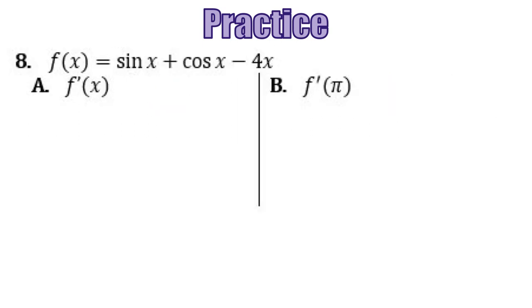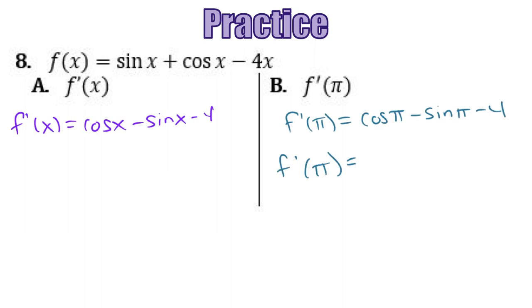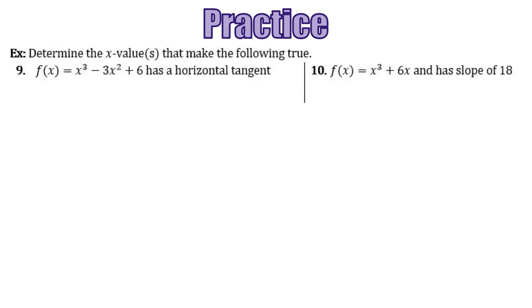All right, let's throw a little bit of trig in there. You're going to do the same thing, find the derivative, and then plug in pi. Unpause the video to see how you did. All right, so the derivative is going to be cosine of x minus sine of x minus 4. If we plug in pi, cosine of pi is -1, sine of pi is 0, so this is -1 minus 4, which is going to give us -5. We're going to look at one last set of examples, and then we're going to wrap up this video.